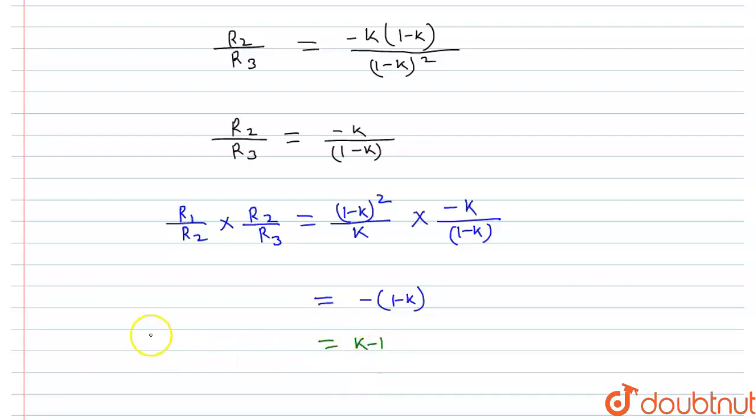Now finally, this is equal to k minus 1. So R1 by R2 into R2 by R3 is equal to k minus 1. Clear? So this is the required answer for this question.